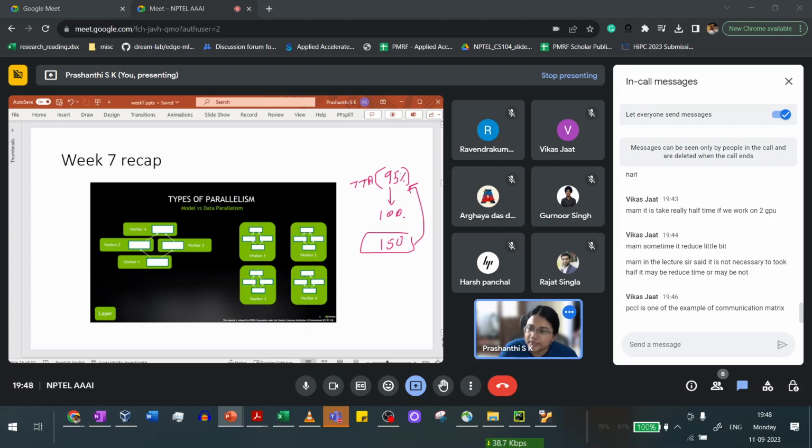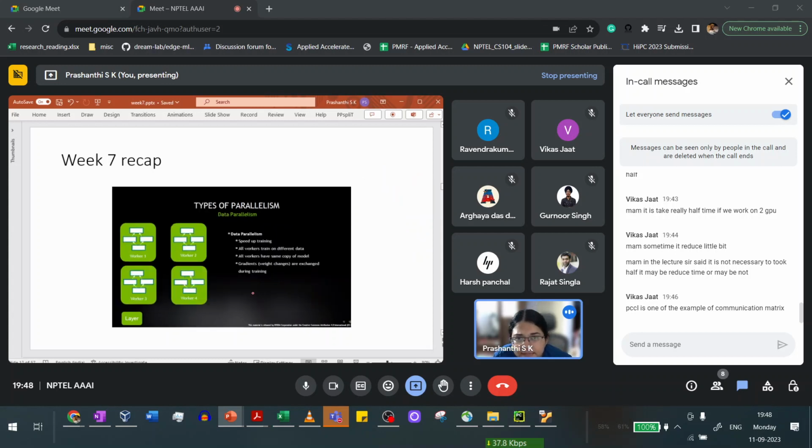Okay, hope that clarifies things. But let's get to the communication side of things, talk a little bit about those, and then we will see. Okay, model versus data parallelism.